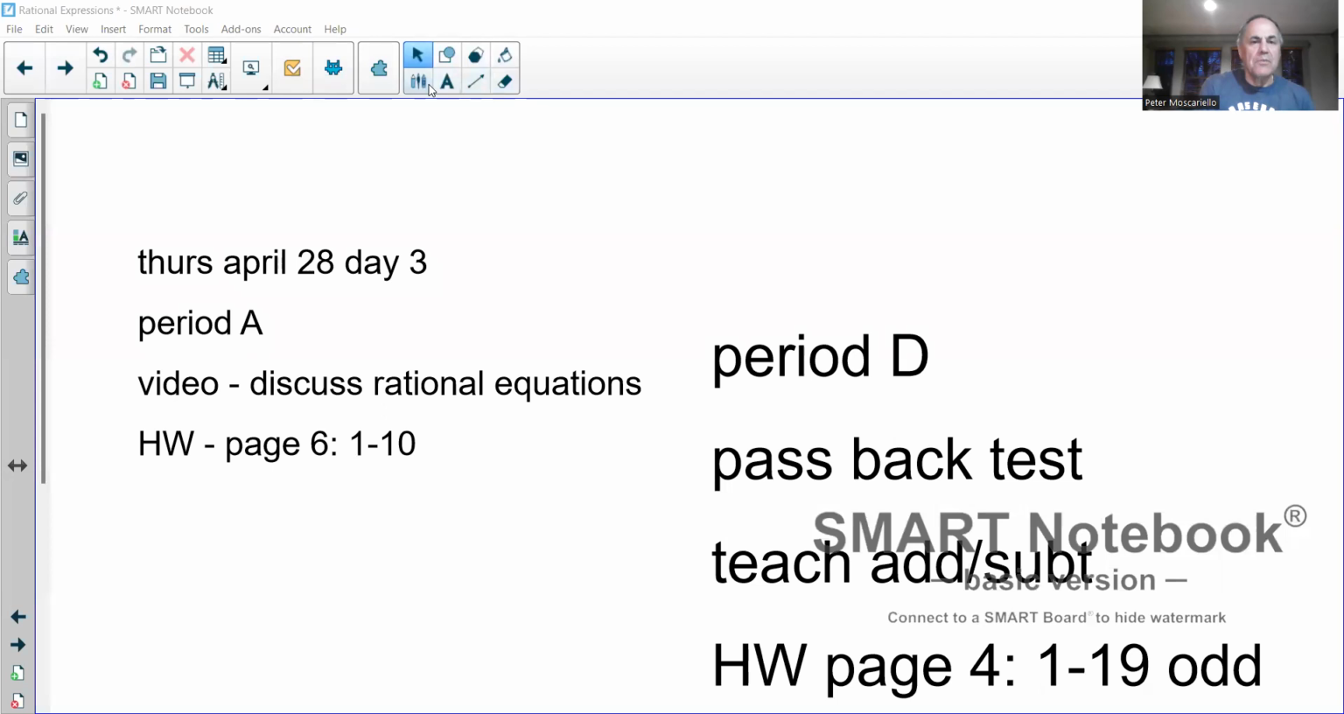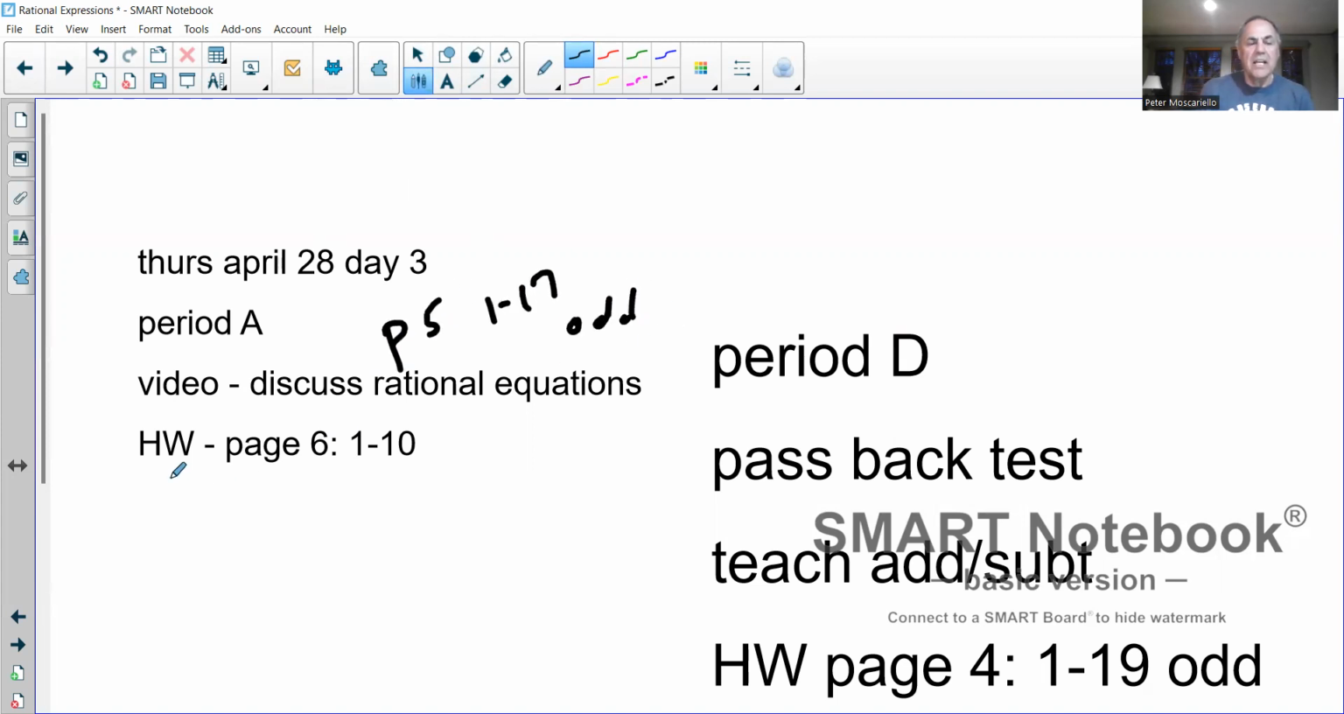Here it is. So today, which is Thursday, April 28th, day 3, we're going to discuss page 5, 1 through 17 odd. So we're going to do that and then more practice of the same. Here's your homework, page 6, 1 through 10. So last page of that packet, page 6, 1 through 10 is your homework. Let's go to page 5, 1 through 17 odd.